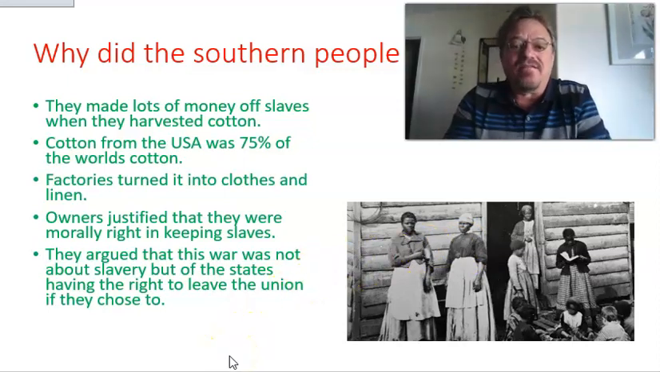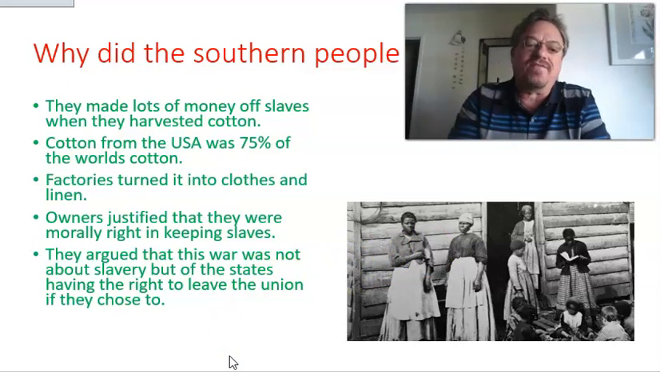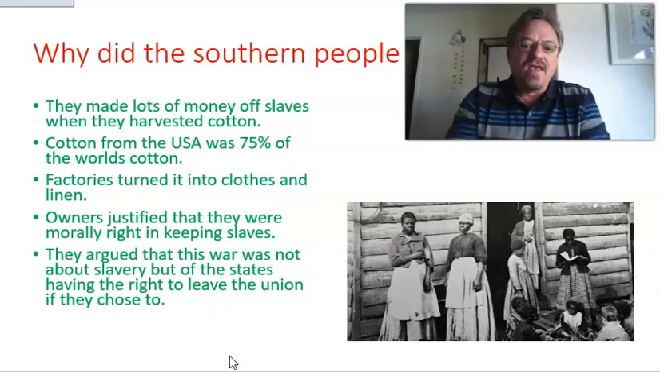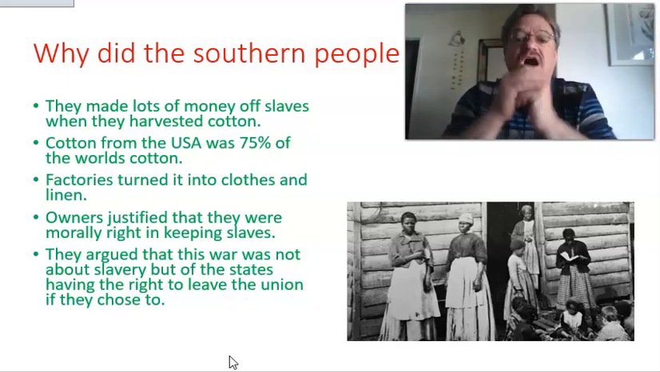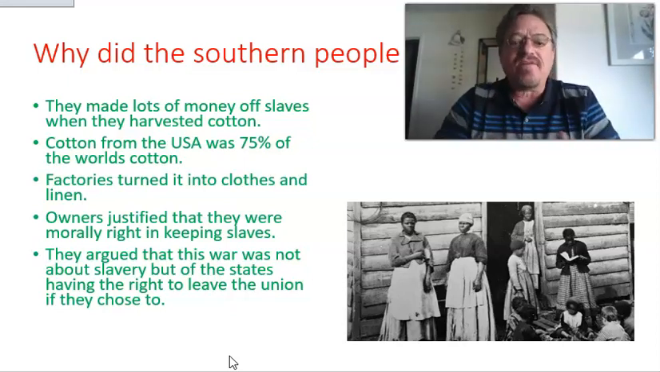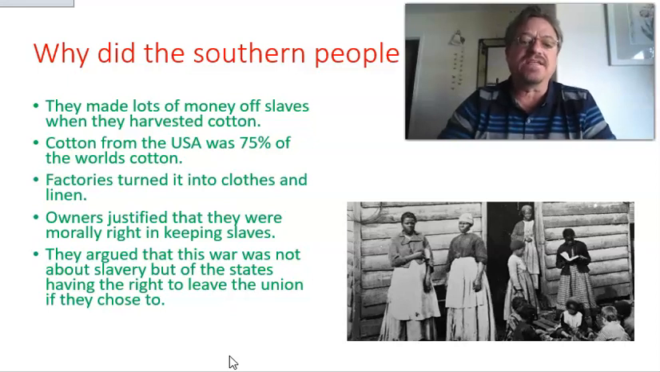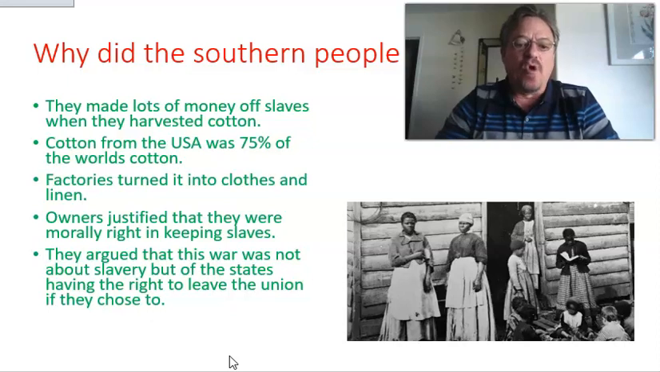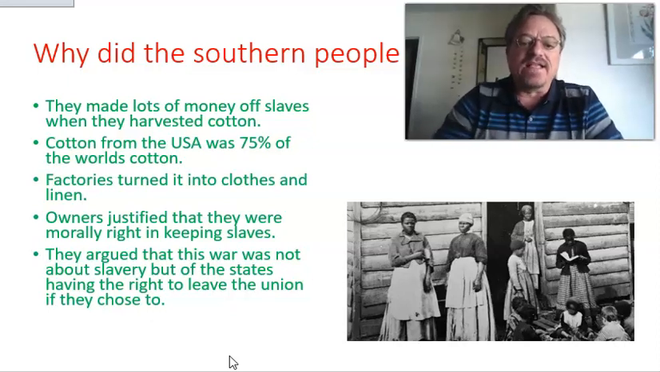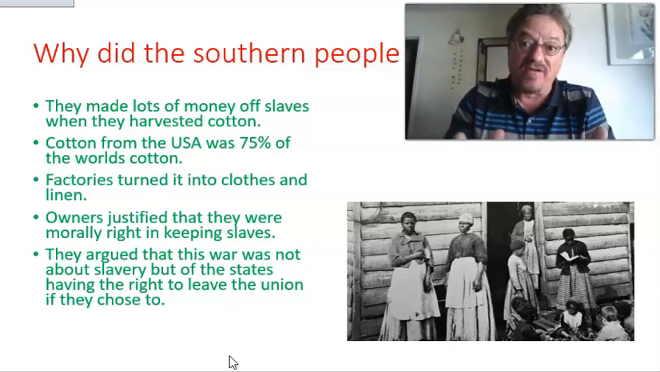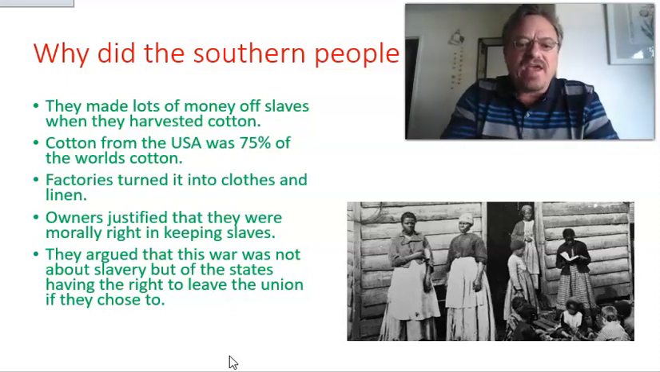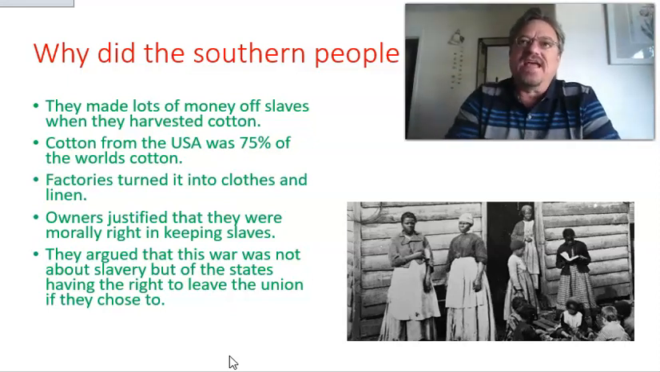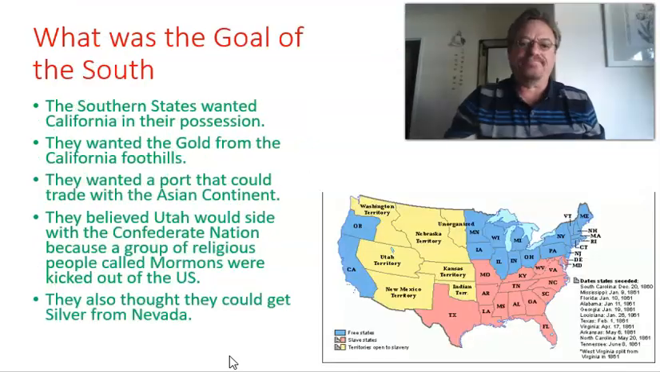But the whites down in the South, they made a lot. Not only the whites, there were Native Americans who owned slaves too, and Hispanics. But they made a lot of money off it. And cotton was the big thing. 75% of the world's cotton came from the South. This is a huge industry. Factories turned these cotton products into clothes and linen. Owners justified that they were morally right in keeping slaves, that their slaves were better taken care of than the factory workers in the North, which wasn't true. And they argued this war was not about slavery, but about the rights of states.